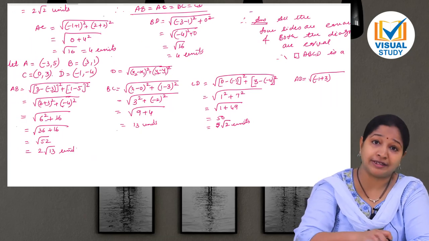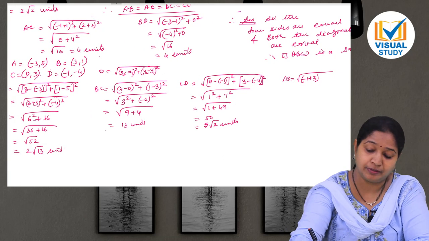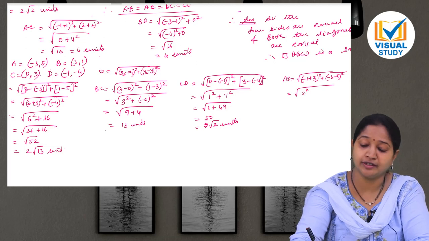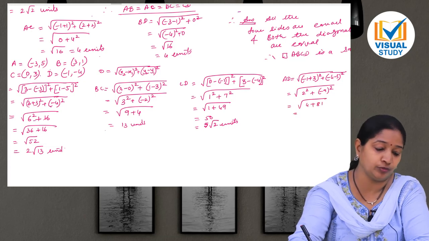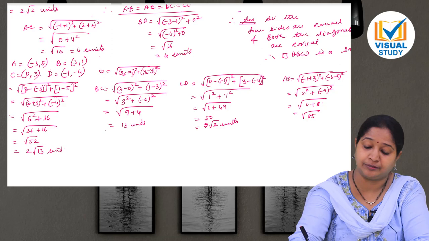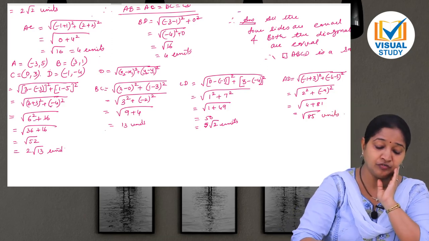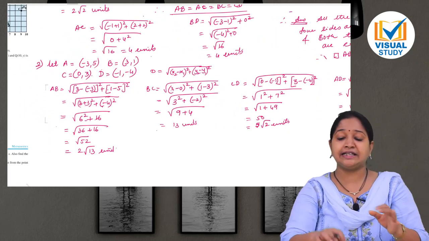Minus of minus 3 is plus 3. Plus 3 whole square plus minus 4 minus 5 whole square. 2 square plus minus 9 whole square. You get 4 plus 81, and that is 85 units. Now we have taken out AB, BC, CD, AD.